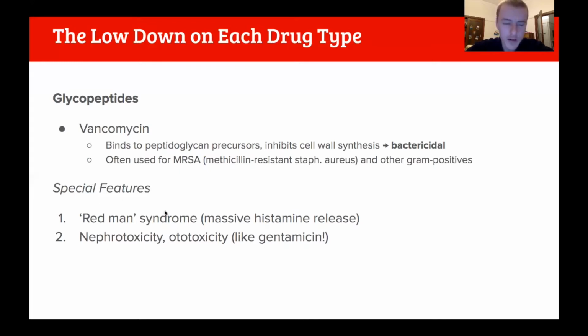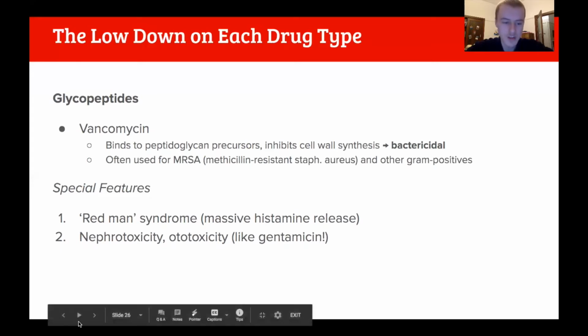Vancomycin has one side effect which is kind of unique to it, and that's called red man syndrome. Basically, people kind of get a little bit allergic and they release a massive amount of histamine into their bloodstream, and so they go quite red and swollen, and it's similar-ish to an allergic reaction.